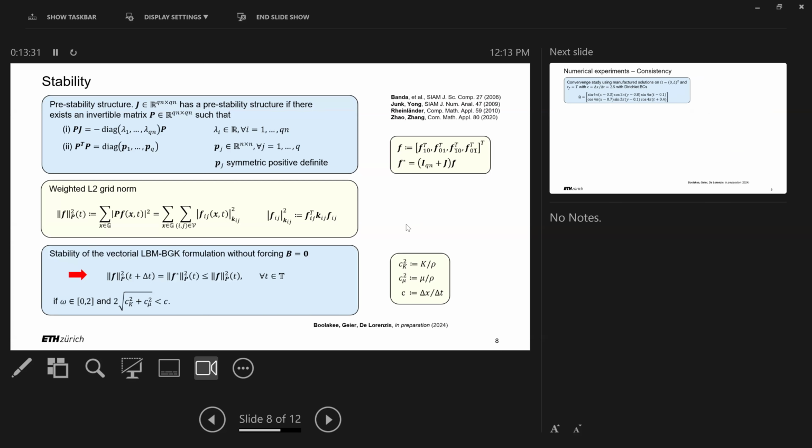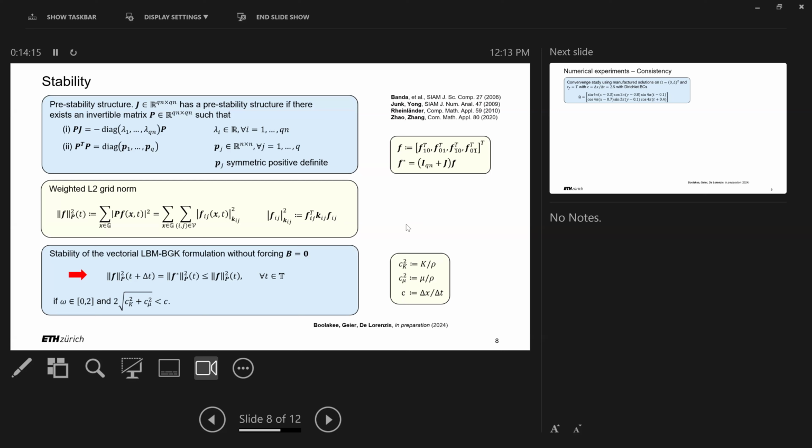Of course, I'm skipping many steps here, but in the case without forcing and with periodic boundary conditions, we have an extension of this proof for the case with boundary conditions as well. I'm not talking about this here. We can show indeed that for each arbitrary time step, the value pre-collision at the current time step is greater or equal to post-collision, which is the same after streaming. So we see that at each time step, the weighted L2 grid norm of the population vector does not increase. That's good for us. That's a sufficient condition for stability, I would say.